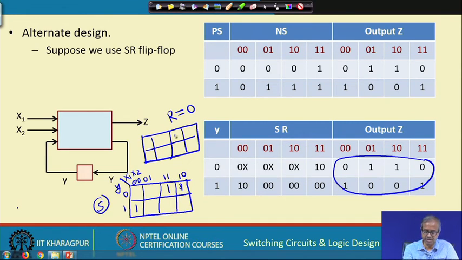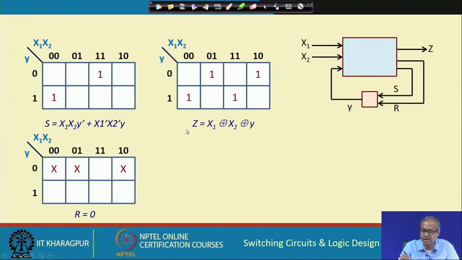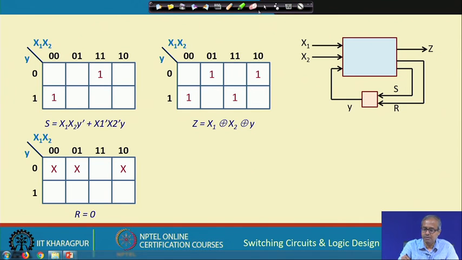So, in this way you can just generate the functions, and after you generate these functions you can actually minimize them, and after minimization you can realize the circuit like this. This is the basic idea how you do it. So, here I have just worked out one example, that of a 2-bit serial adder, and some more examples I shall be explaining in our next lecture also.